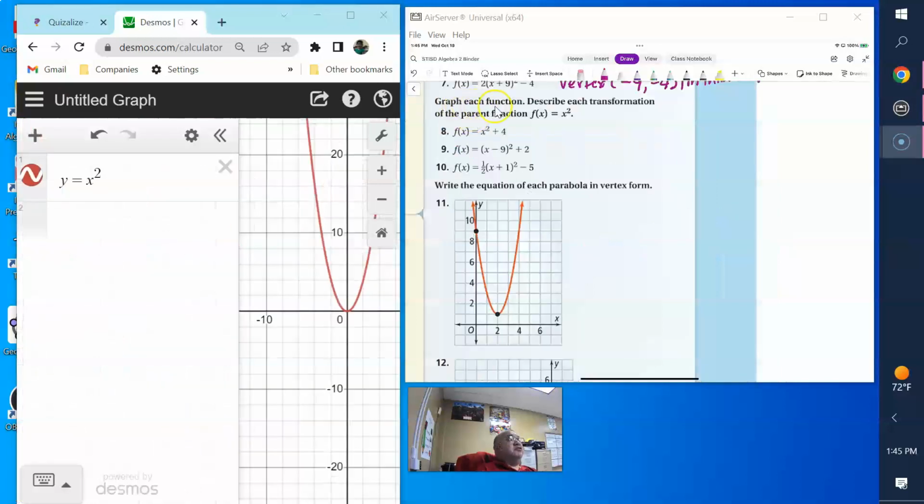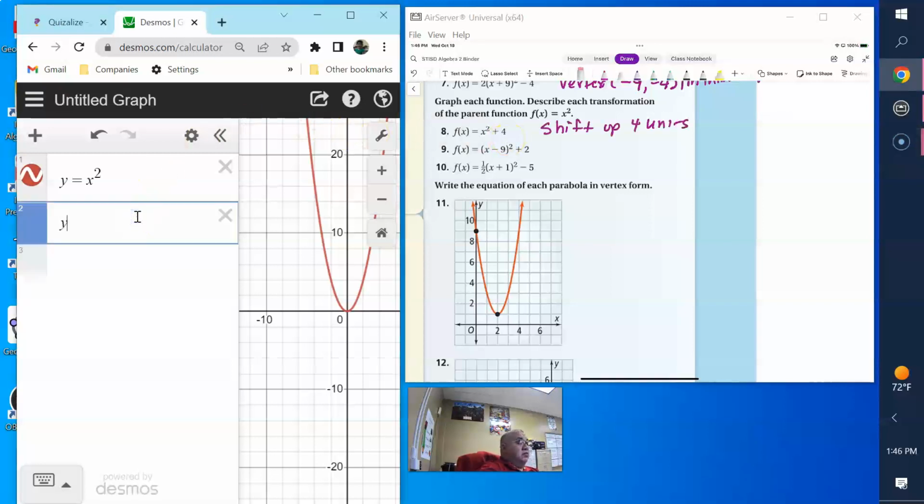Graph each function, describe each transformation of the parent function. x squared plus 4, it's just going to shift up 4 units, and you can see that just by us simply saying y equals x squared plus 4.